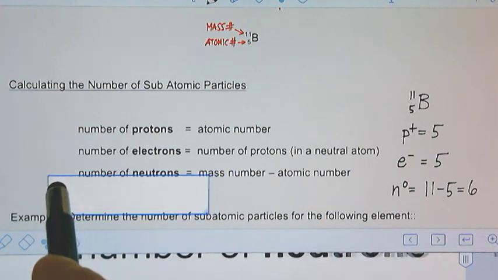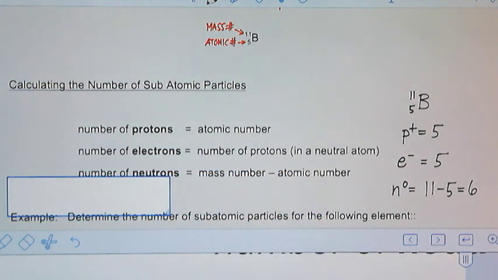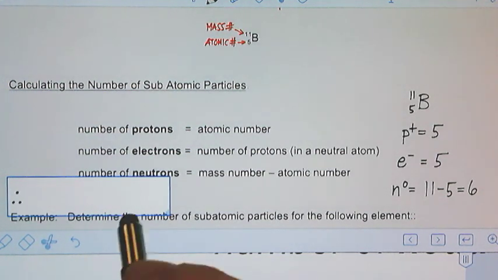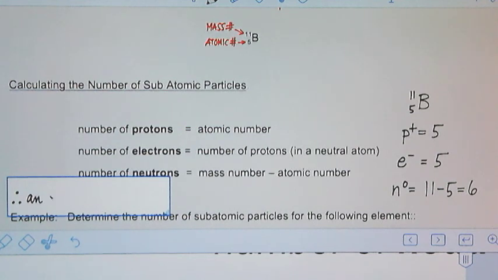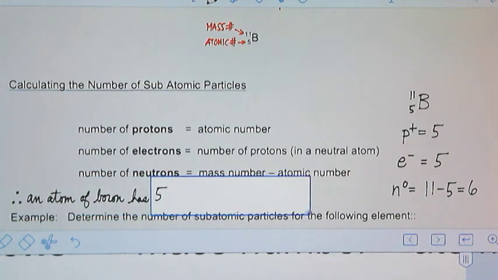So I'm just going to write a therefore statement expressing our findings. Therefore, an atom of boron has 5 protons, 5 electrons, and 6 neutrons.